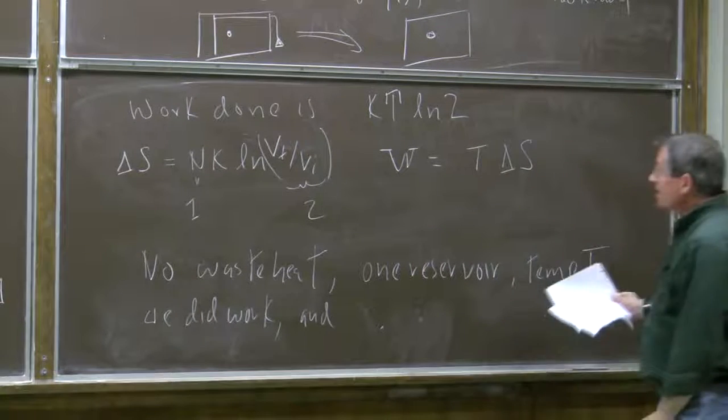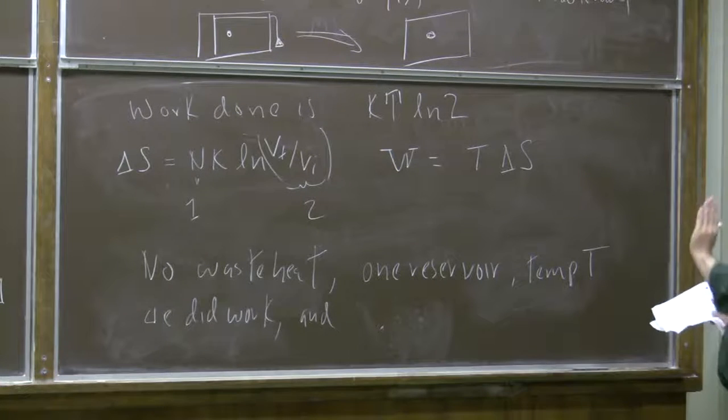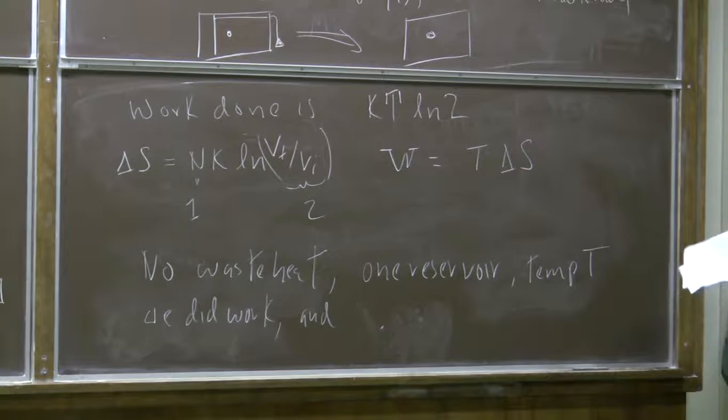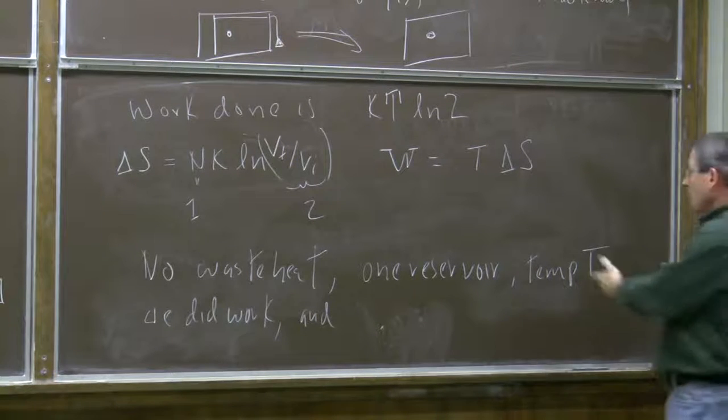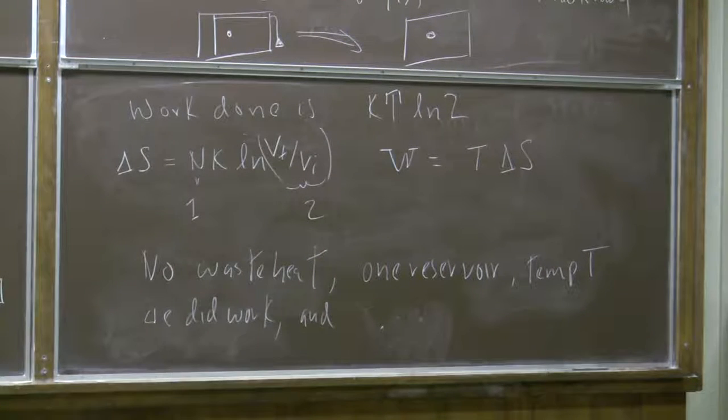The number of states of the gas expanded by a factor of 2, so the entropy of the gas increased. And that increase in entropy we were able to use to do useful work without any waste heat, and that violates the second law. Right? This is better than Carnot efficiency. We had no cold reservoir, but we could do work. We just drew it right out of the reservoir at temperature tau.